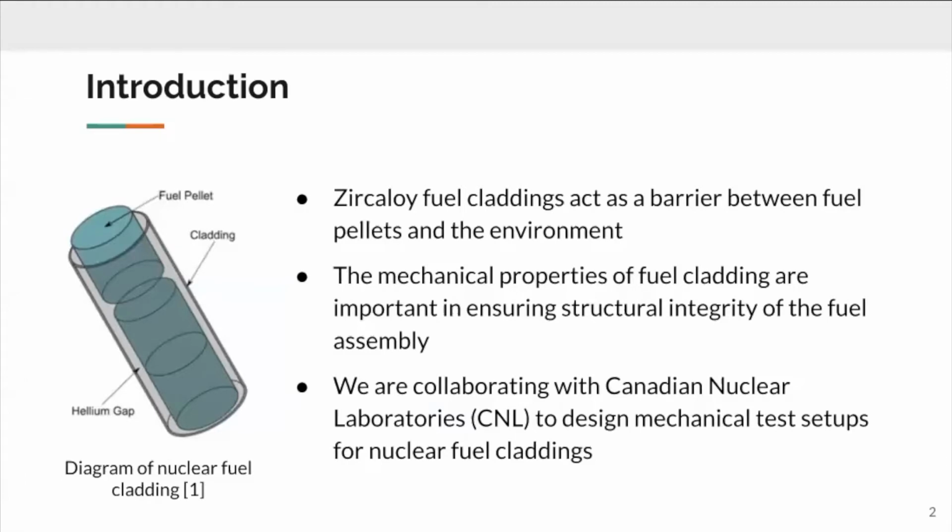Our capstone project is in collaboration with Canadian Nuclear Laboratories, and they plan to use the finalized design in their lab research for nuclear fuel cladding.